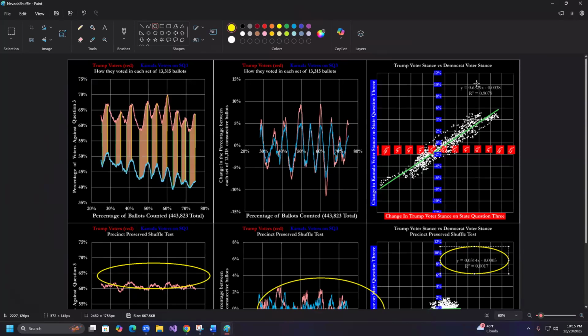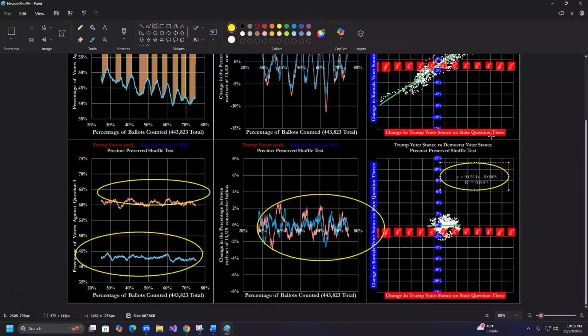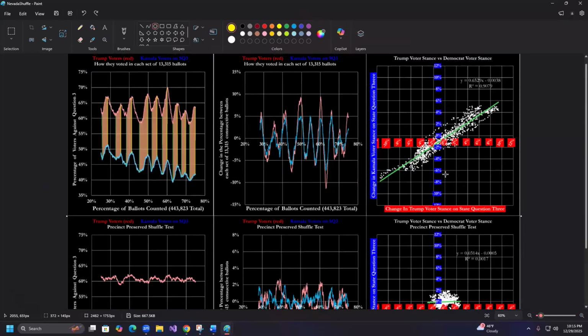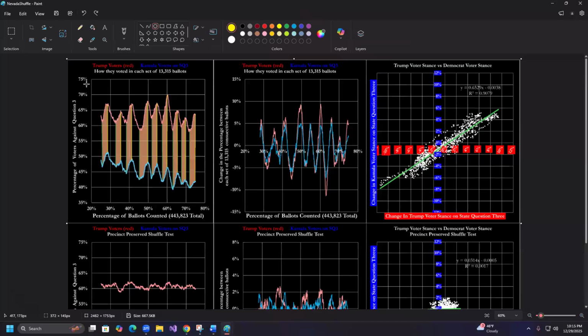So the next thing we do is we run a million shuffles. And what we find is that when we run a million shuffles, the lockstep motion from the original order never appears. In fact, because of those shuffles, we can calculate the chance of this actually happening in a fair election.